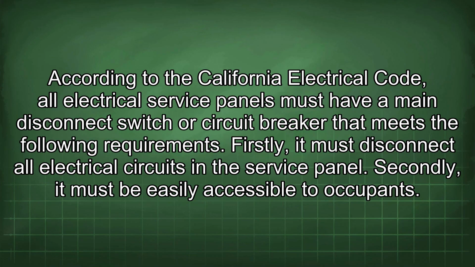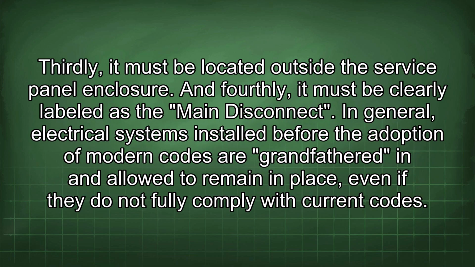According to the California Electrical Code, all electrical service panels must have a main disconnect switch or circuit breaker that meets the following requirements. Firstly, it must disconnect all electrical circuits in the service panel. Secondly, it must be easily accessible to occupants. Thirdly, it must be located outside the service panel enclosure. And fourthly, it must be clearly labeled as the main disconnect.